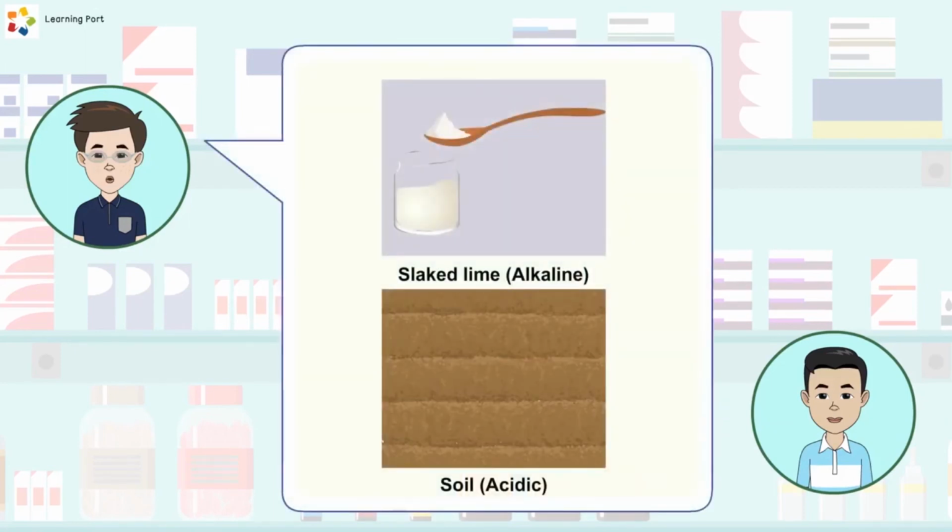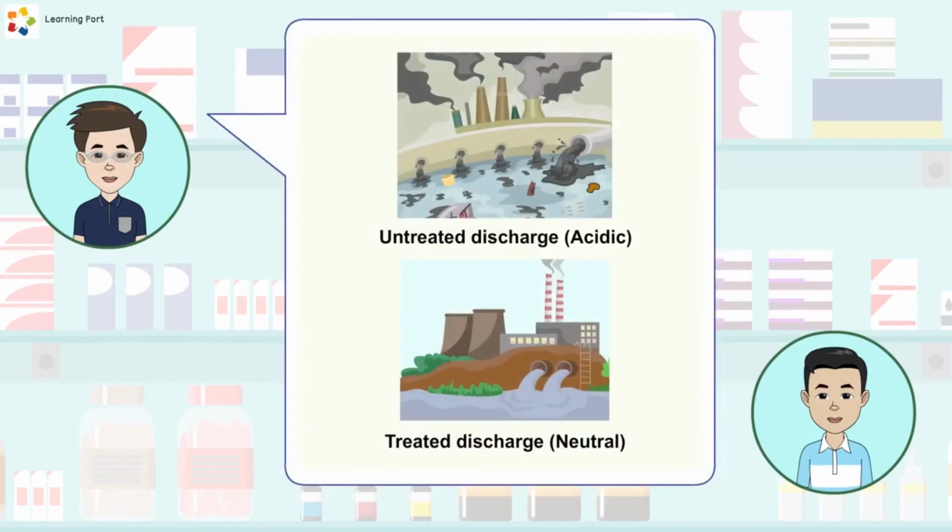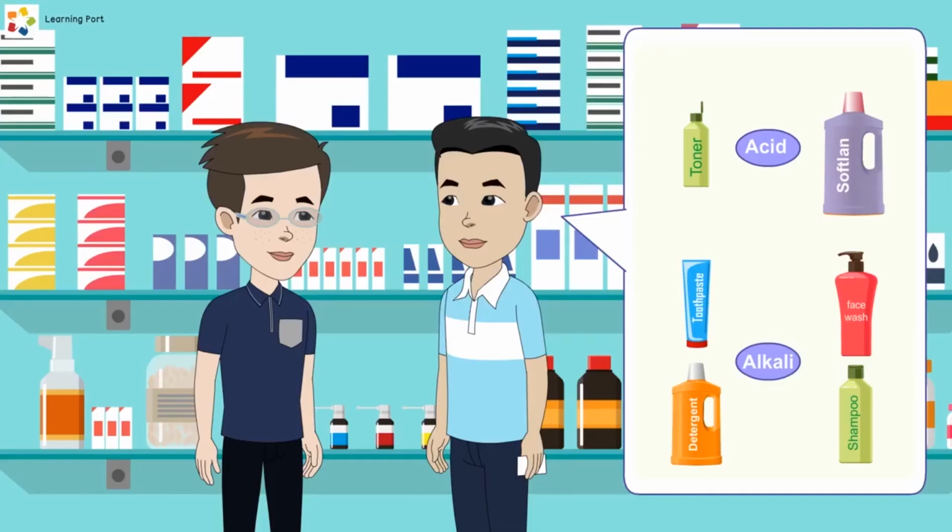Slaked lime or calcium hydroxide is an alkali. It is used to treat acidic soil so that the soil is suitable for plants. The action of slaked lime on acidic soil is a neutralization process. Acidic industrial discharges can be treated with alkalis in the treatment plant before being released into the river. Acidic discharges are harmful to aquatic life."